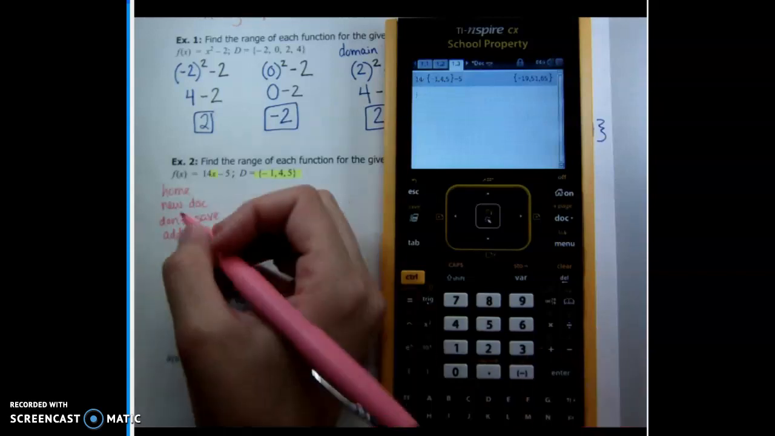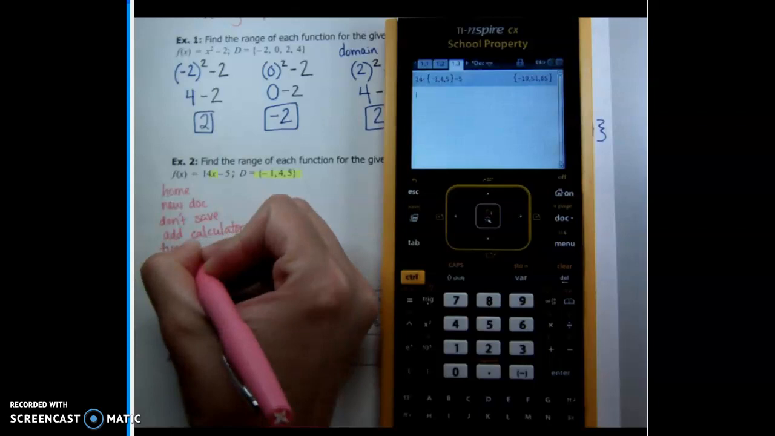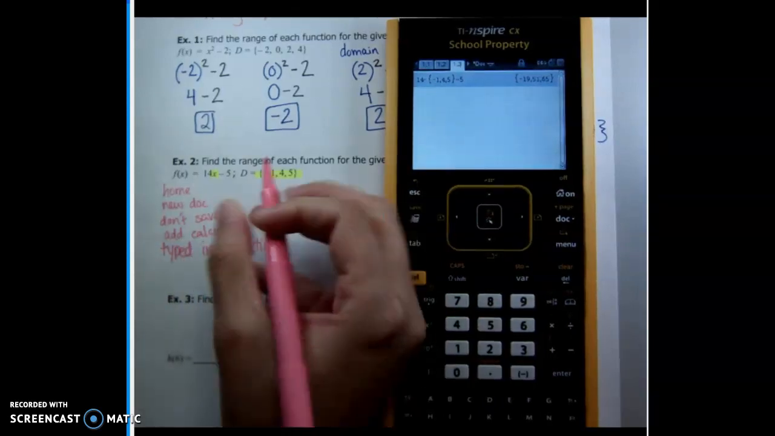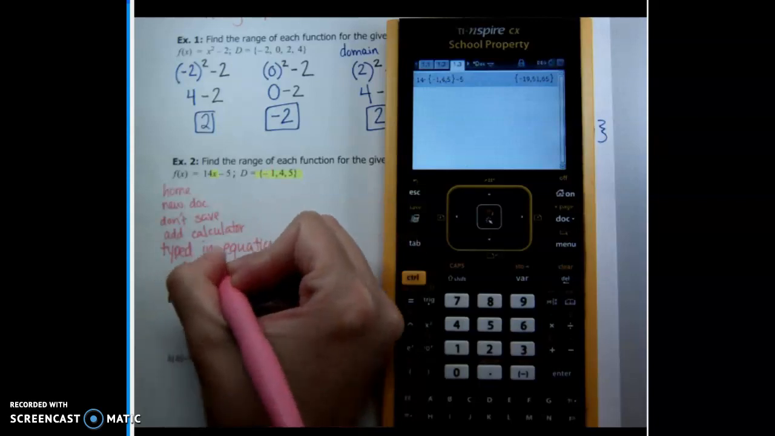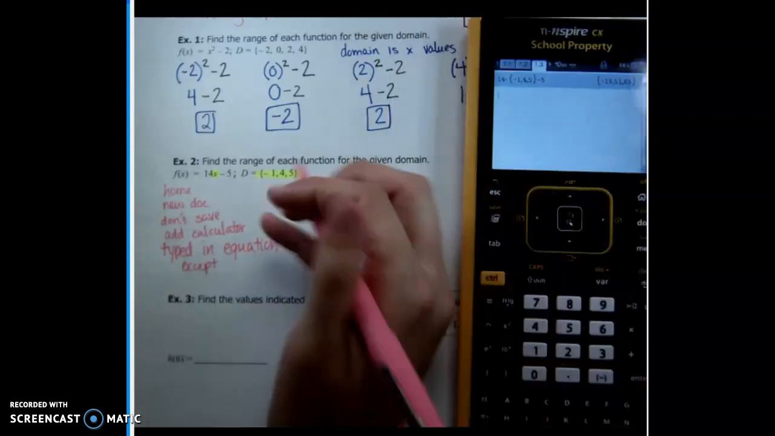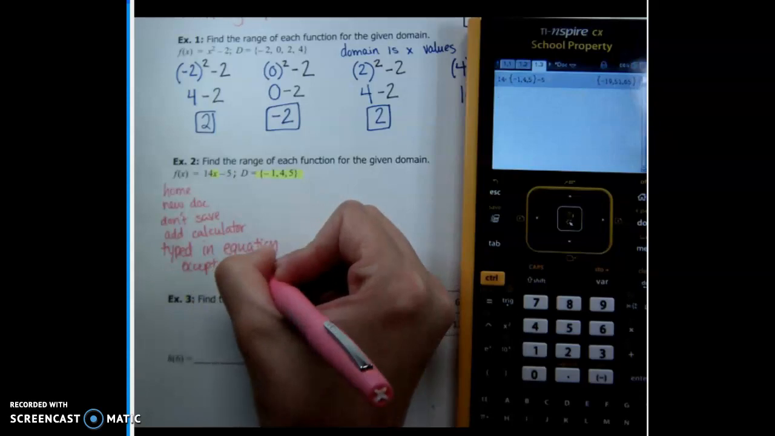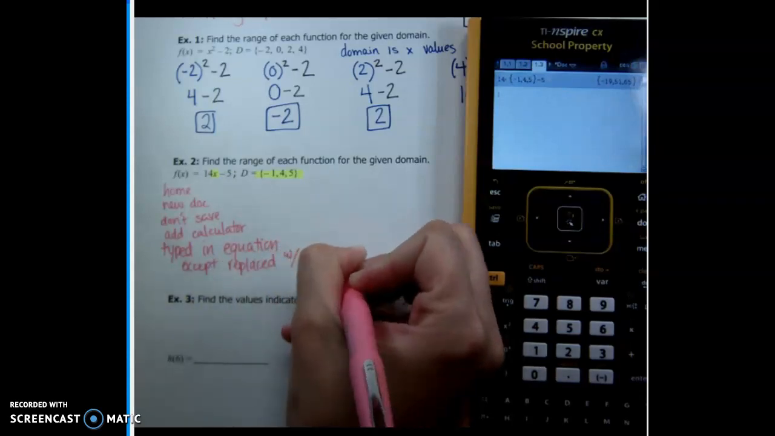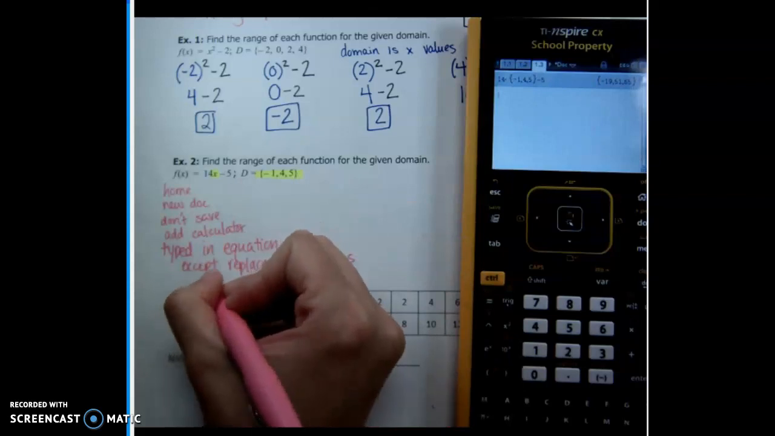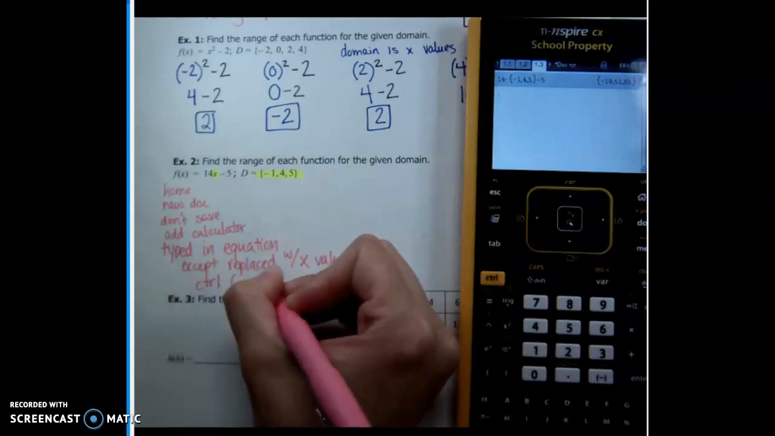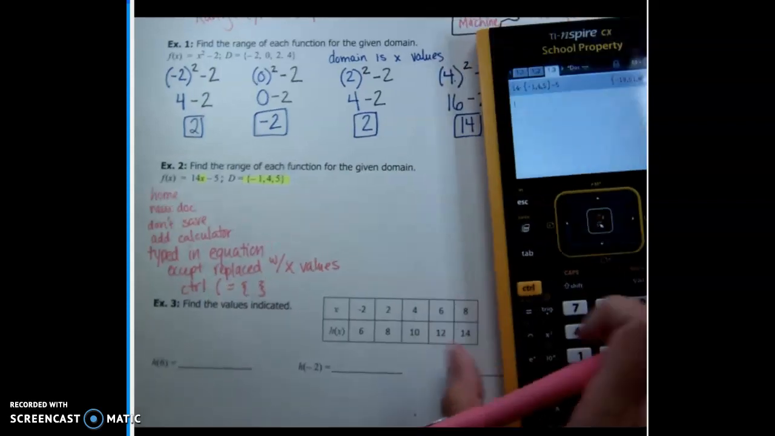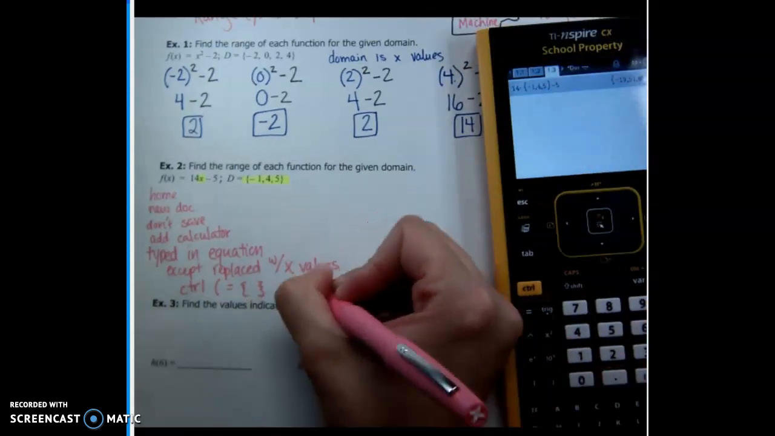So I typed in the equation, except replaced x with x values. Control parentheses equals the brace. And we have to use commas.